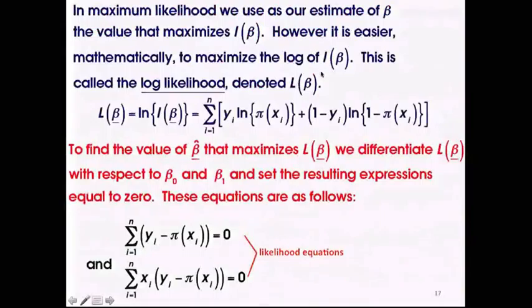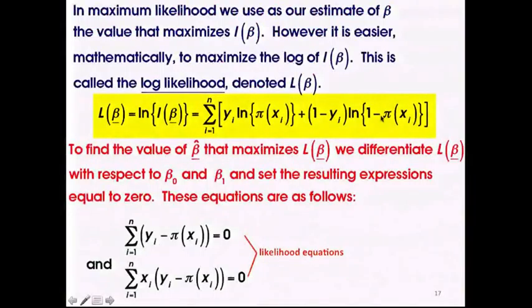And so that's what we have here. This is the log likelihood function. We no longer have products, we have sums, and we no longer have exponents, they've come down. So this should be an easier expression to deal with.